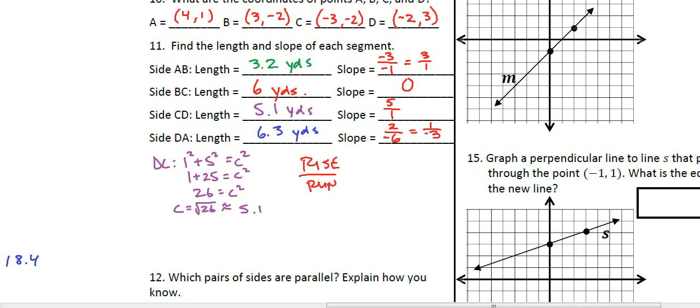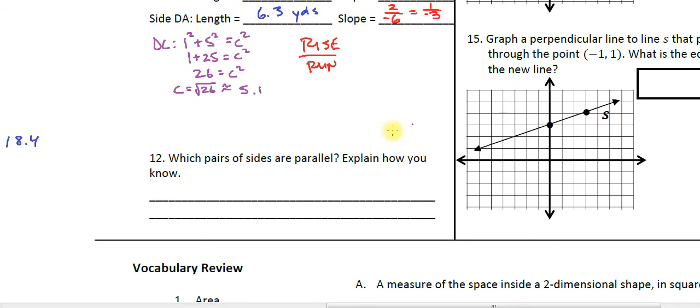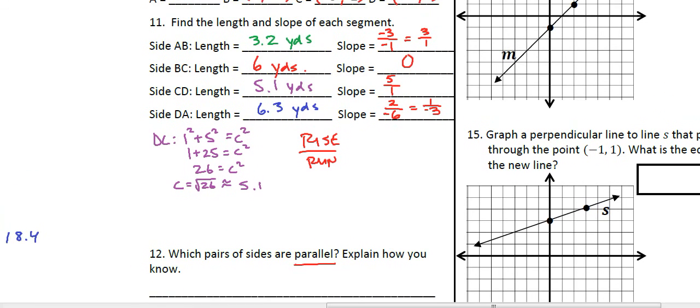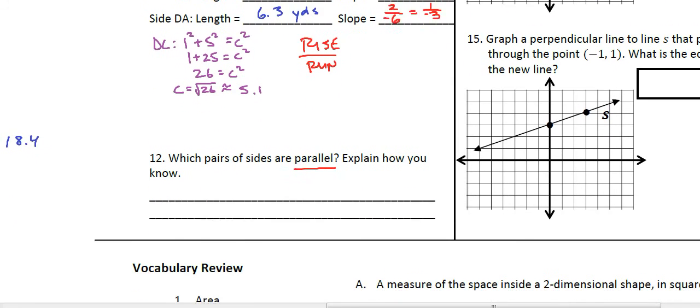Let's take a look at question number 12. Which pairs of sides are parallel? Explain how you know. Well, parallel means same slope. Take a look at our data. Are any of these slopes the same? We've got 3 over 1, 0, 5 over 1, and 1 over negative 3. None of those slopes are exactly the same, and that means we have no parallel lines.